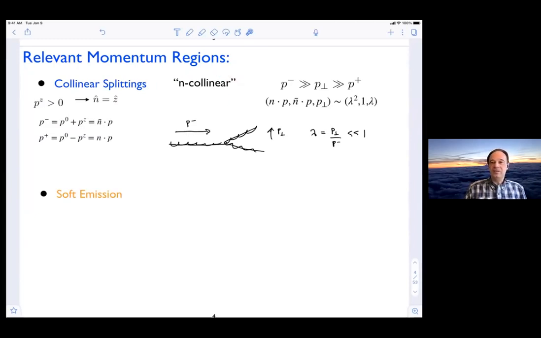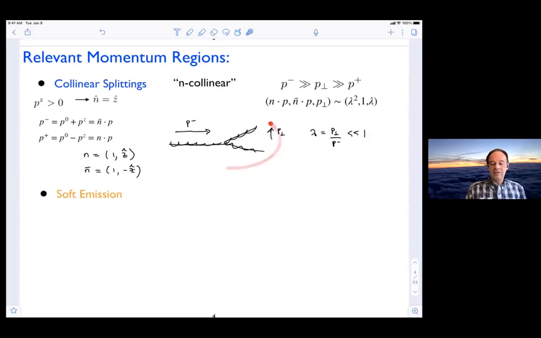And often to make things simple, we define a light-like vector n. In this case, n would be (1, z hat), and it just is a light-like version of the z hat axis where we just add in a time component. And then we can say that this p plus momentum is the dot product of n and p. And we can also define a complementary light-cone vector n bar, which is (1, minus z hat). And then this large minus momentum is just n bar dot p.